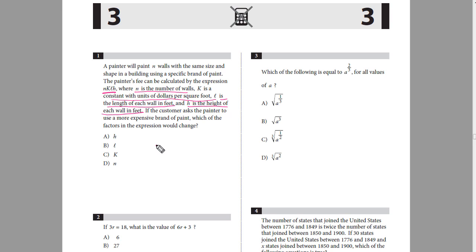Now let's analyze this fee. So it is n times k times l times h. Now we have to see which variable is related to the expensive brand of paint. So h is the height, l is the length, n are the number of walls. So these three have nothing to do with the cost of the paint. So that option will be this constant. So it is option C.